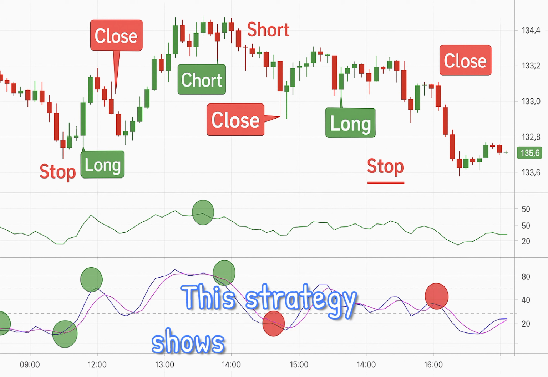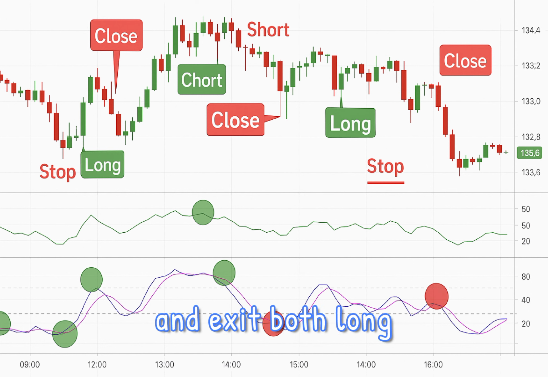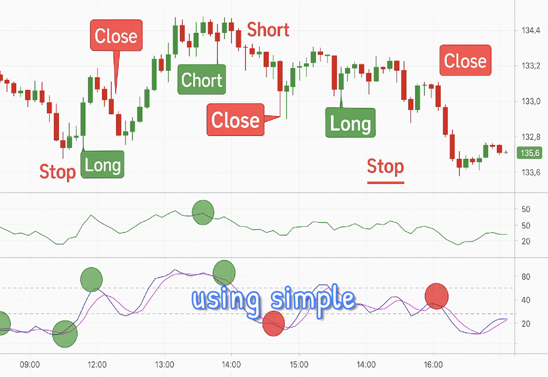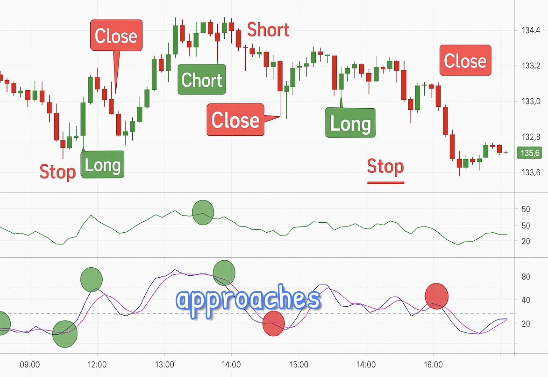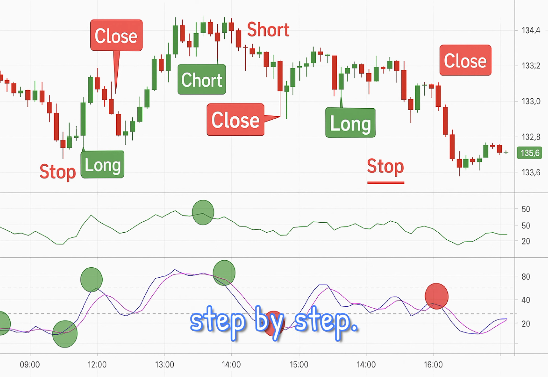This strategy shows how to enter and exit both long and short trades using simple confluences. Every entry, stop loss, and close is clearly marked, so you can understand how a professional trader approaches the market. So let's walk through this chart step by step.